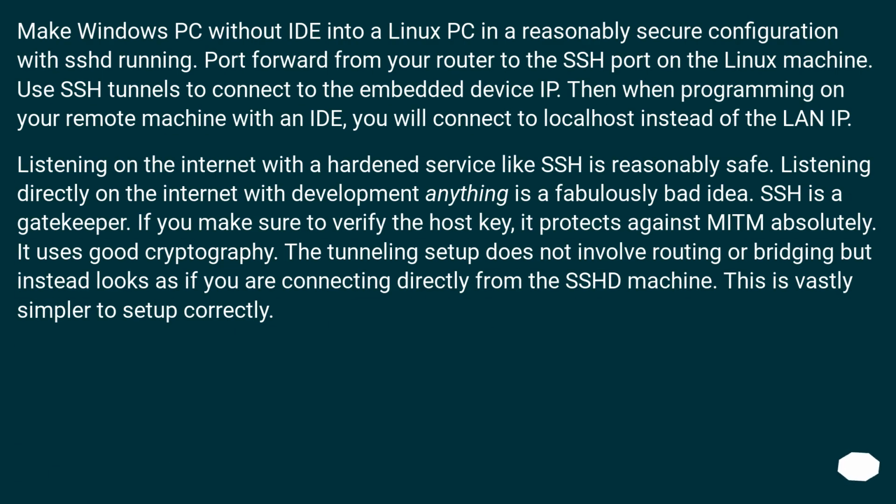Make the Windows PC without IDE into a Linux PC in a reasonably secure configuration with SSHD running. Port forward from your router to the SSH port on the Linux machine. Use SSH tunnels to connect to the embedded device IP. Then when programming on your remote machine with an IDE, you will connect to localhost instead of the LAN IP. Listening on the internet with a hardened service like SSH is reasonably safe.